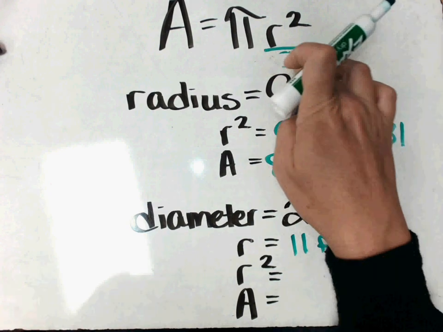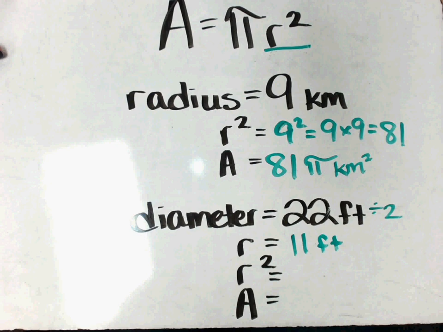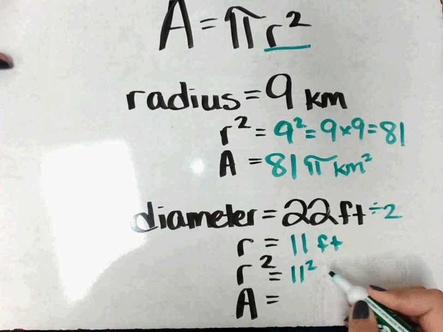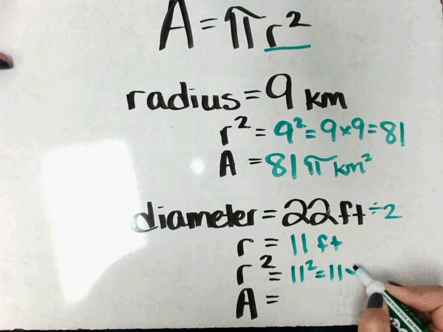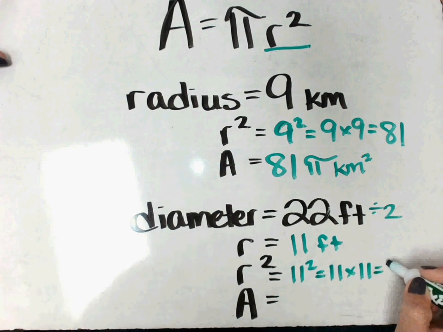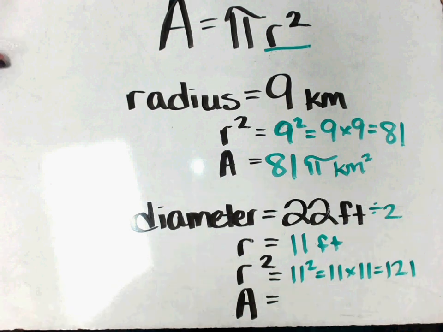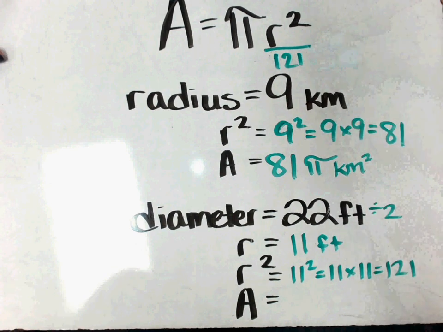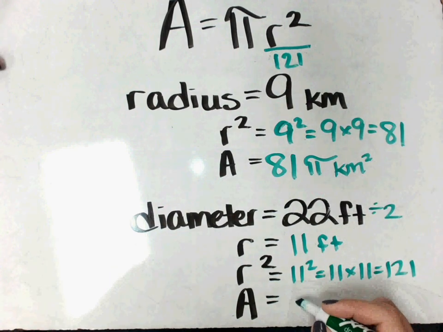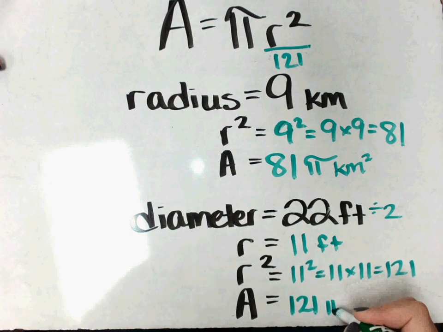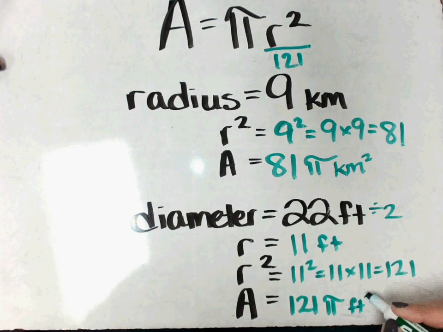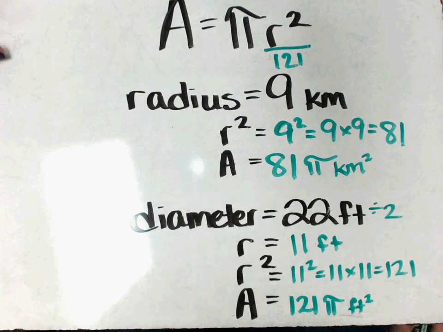We need radius squared, right? We need r squared. That's radius squared. So that would be 11 squared, which is 11 times 11, which is 121. Okay, now we take what that radius squared was, plug it into our formula to find our area, so that would be 121 pi feet squared. Area is always in square units, whatever your unit is squared. So it would be feet squared. So that is how you find the area of a circle.